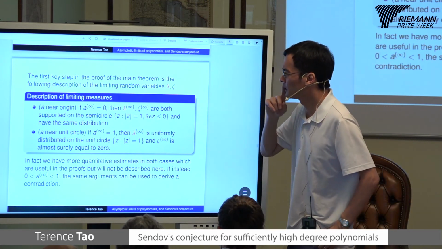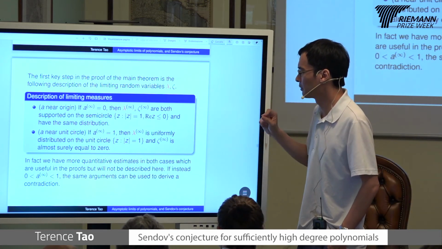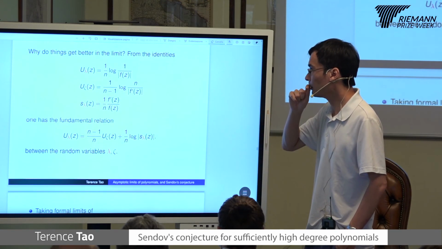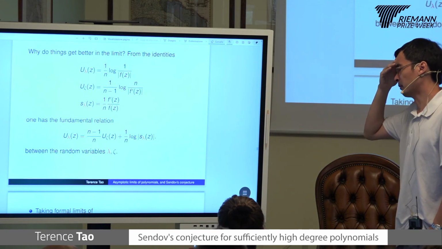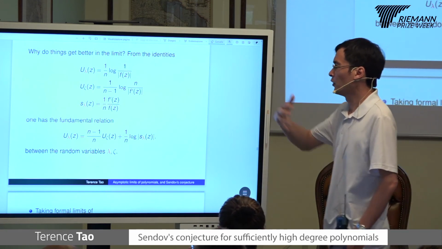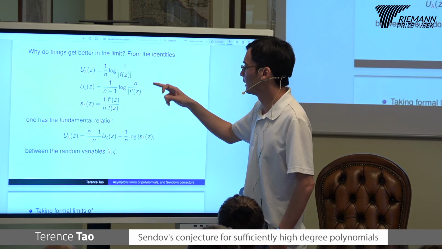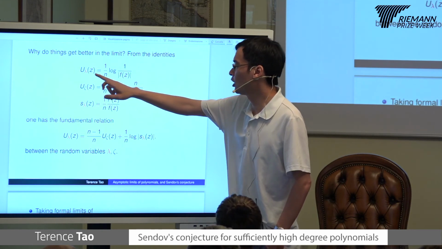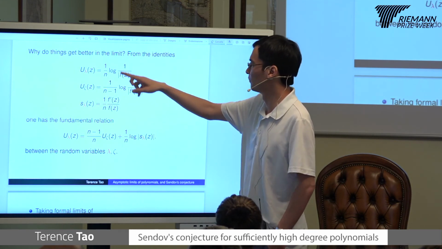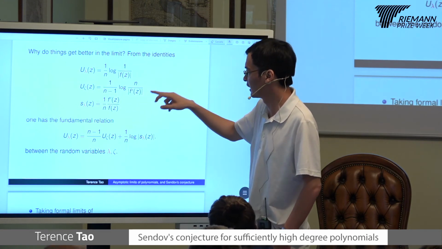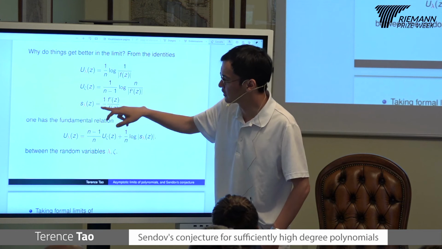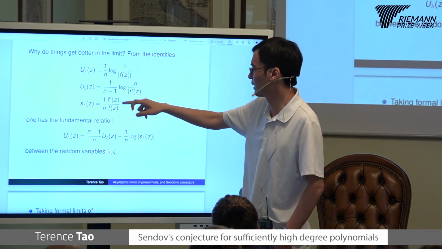Okay, so I think there's a next slide which maybe describes what's going on. Next slide, please. So why is it good to pass to the limit? For any fixed n, as I said, we have these relationships. The log potential of the zeros is this particular expression involving f. The log potential of the critical points is this thing involving f prime. And the Stratos transform of the zeros is something involving f prime over f.